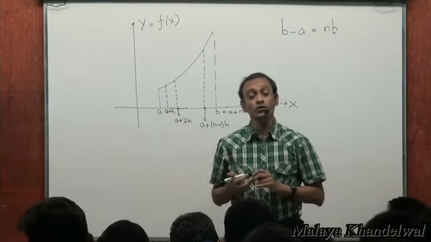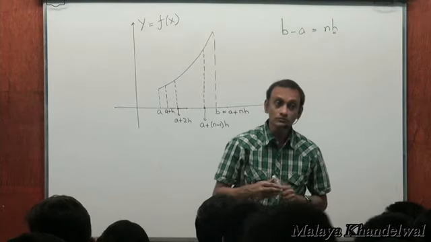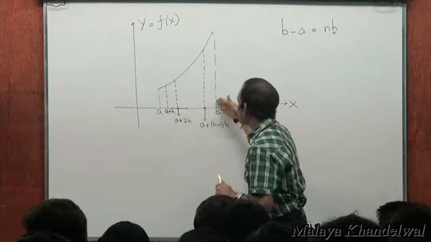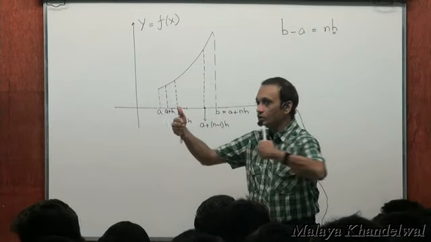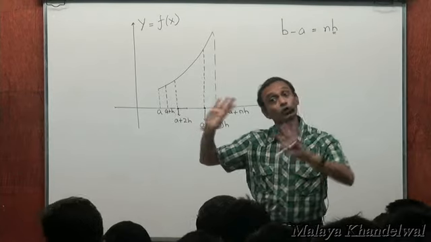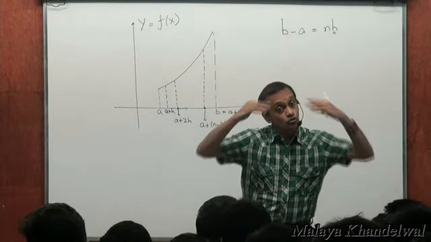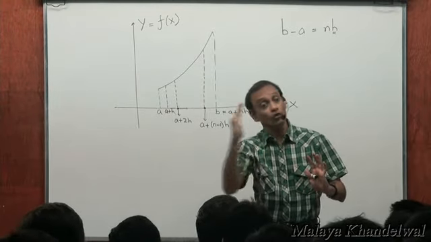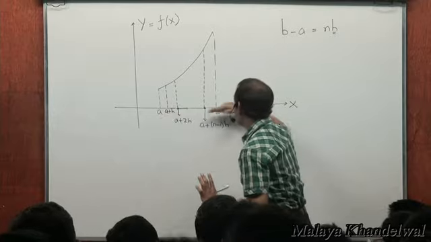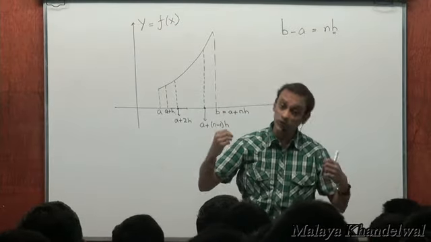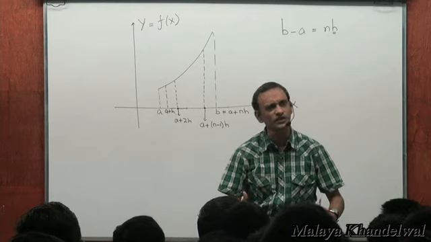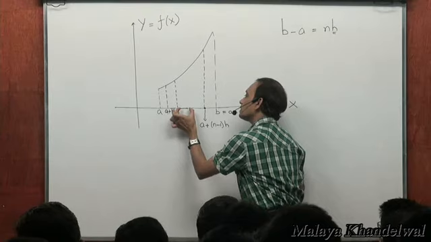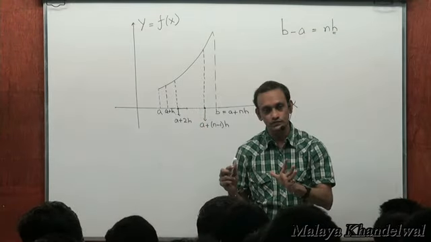Now, let me also put a disclaimer here. Whatever I am doing, even though I am breaking this interval from x equal to a to x equal to b into n equal parts, I am not obliged to do this. So bear this general interface in mind. It's my choice as to how I want to break this length b minus a into a certain number of units, whether equal or unequal. But in this case, for convenience, I break it up into n equal lengths, h units each. Right?